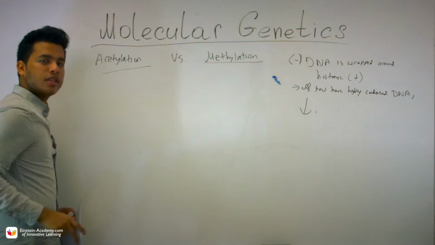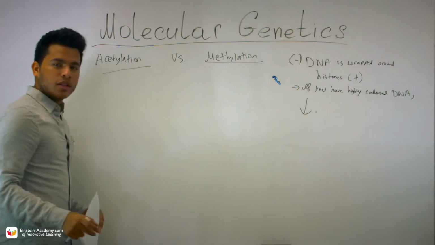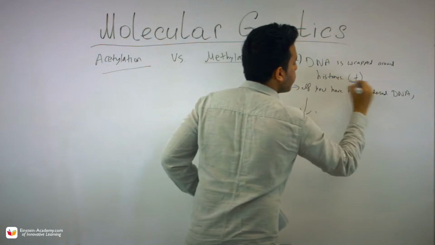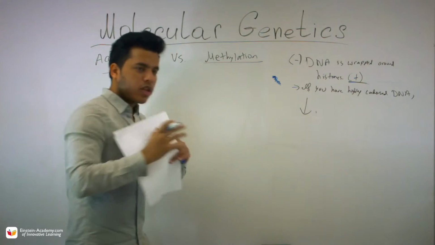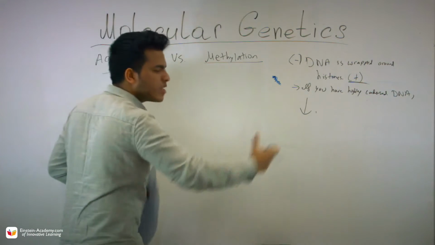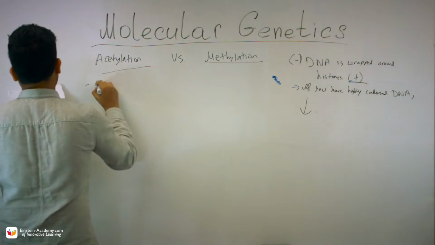Add acetyl groups to the histone. If you add acetyl groups to the histone, you're going to make the histone's positive charge become more neutral, and then the histones can start to come off, and the DNA will be less condensed. So you want to add acetyl groups.